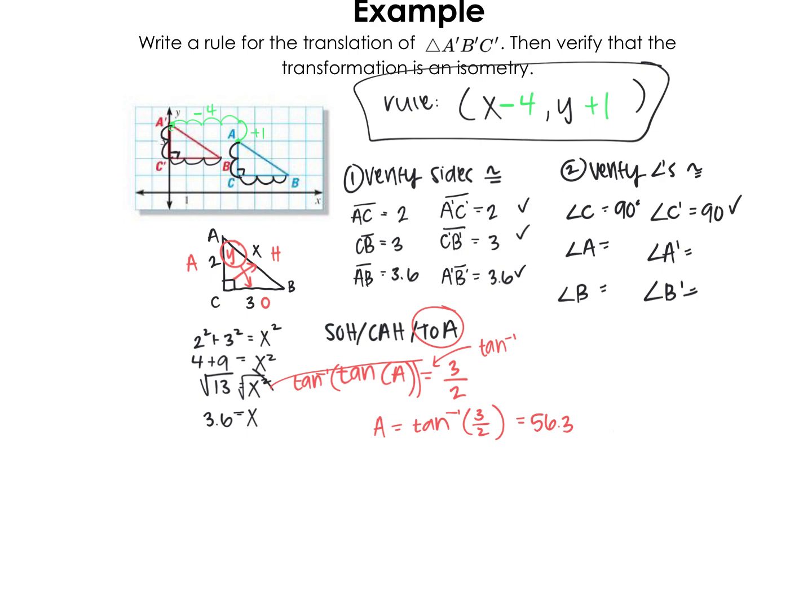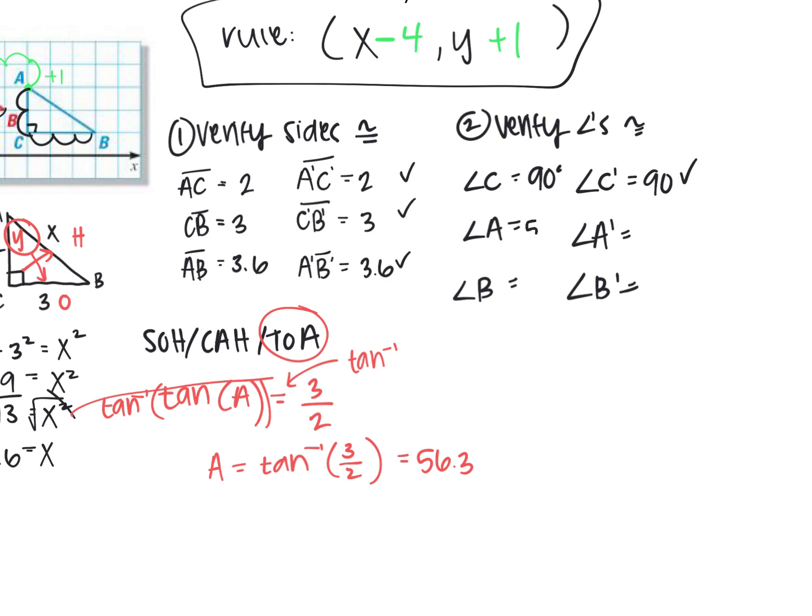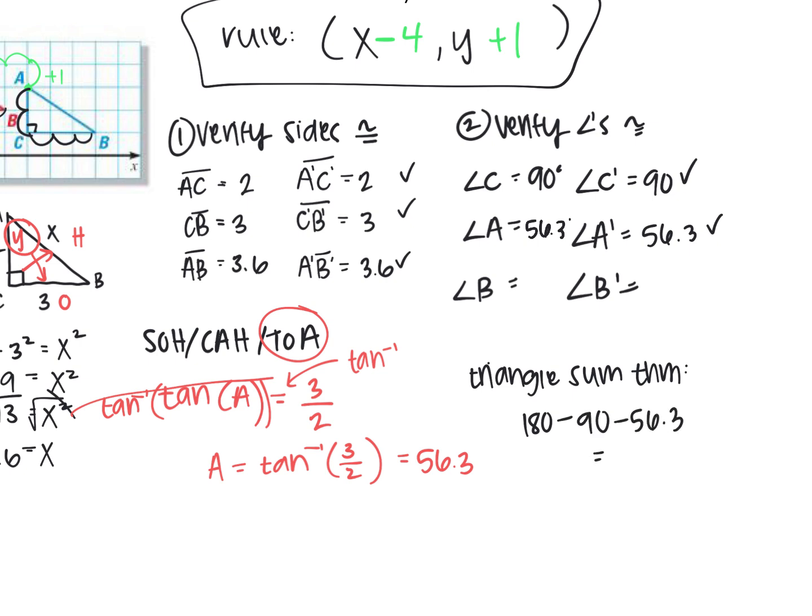If this is 56.3, so is your other A prime. So these are both 56.3. That checks it off. I'm sure you can assume that B's are the same. Just for fun, let's figure out what those actually are. And we can use either trig again, or I'm assuming you guys will probably want to use the triangle sum theorem, which says all of the angles should add up to 180 degrees. So we can do 180 minus that 90 we know, minus your 56.3 we know, and that will give you what your missing angle B is.